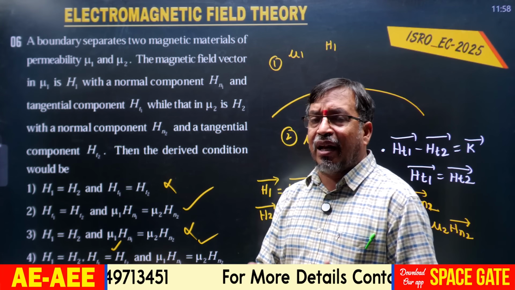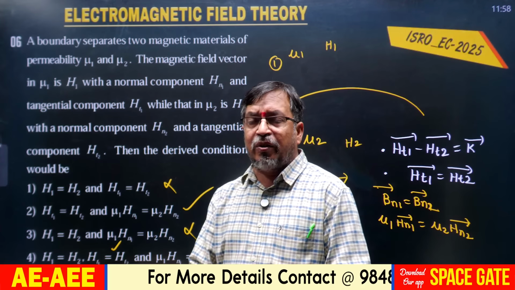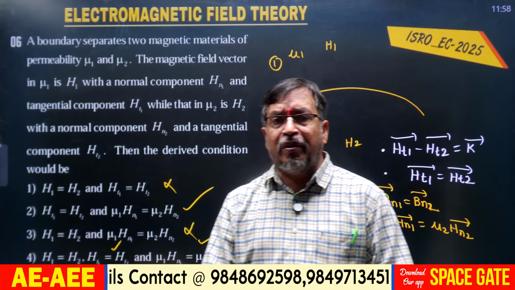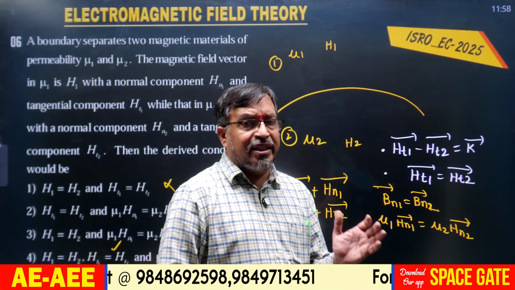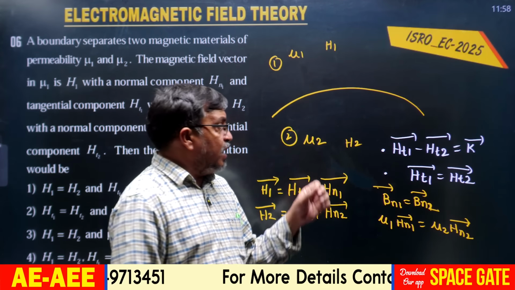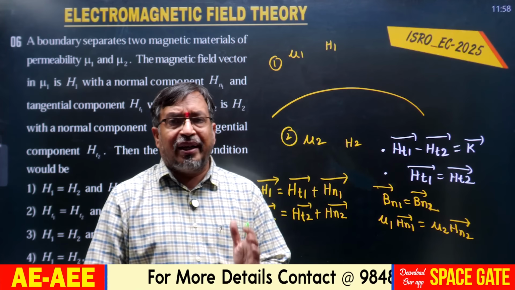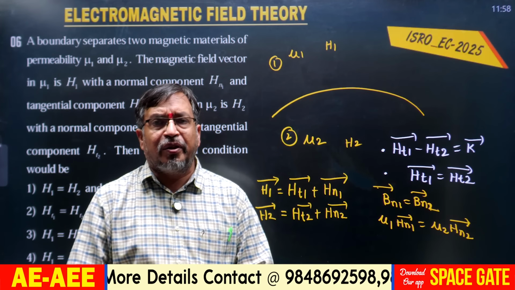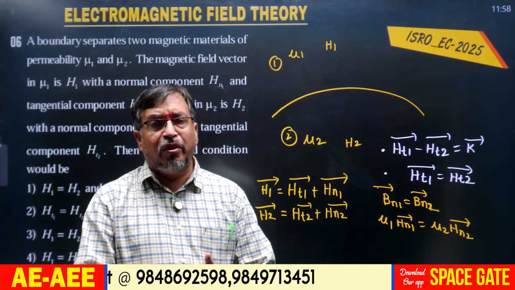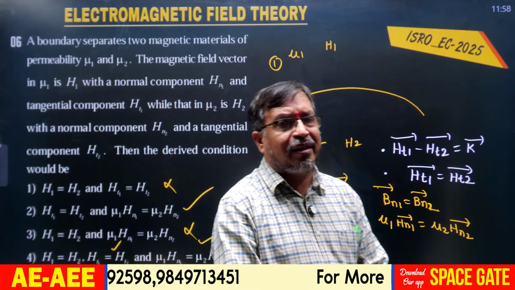Why is H1 not equal to H2? Because, as I just explained, H1 is the magnetic field component in medium 1 and H2 is the magnetic field component in medium 2. Here HT1 equals HT2, but Hn1 is not equal to Hn2. That's why H1 is not equal to H2. So option 2 is the correct answer.